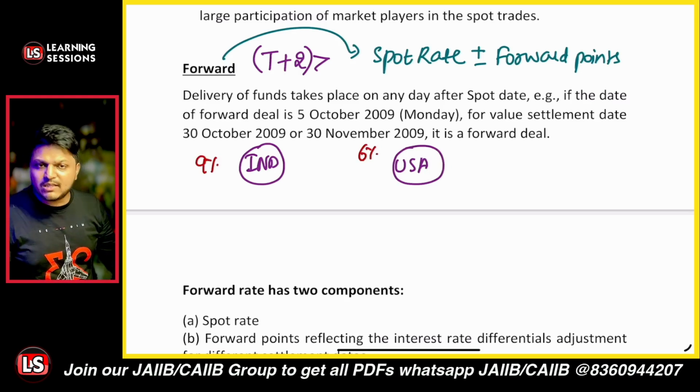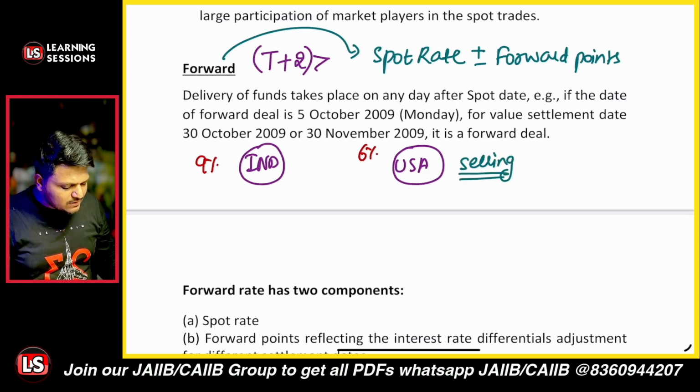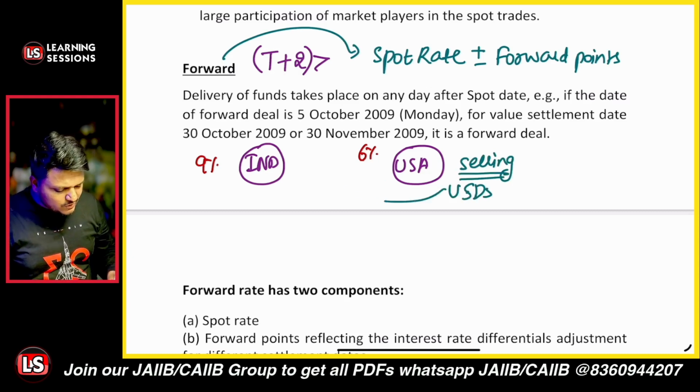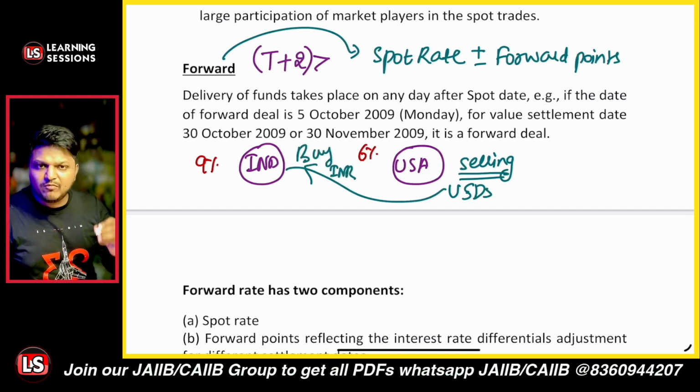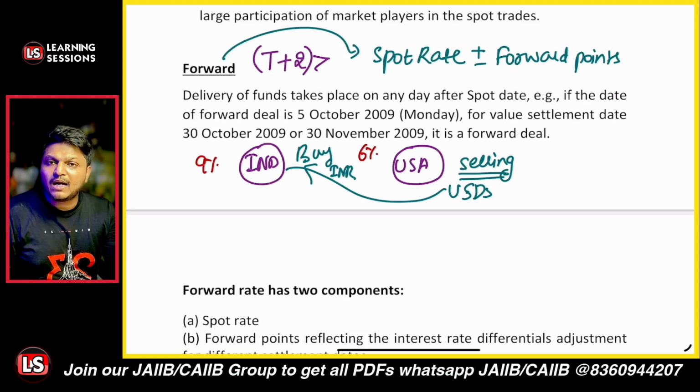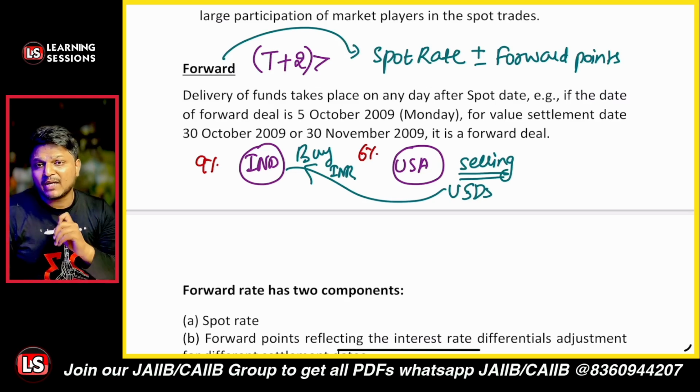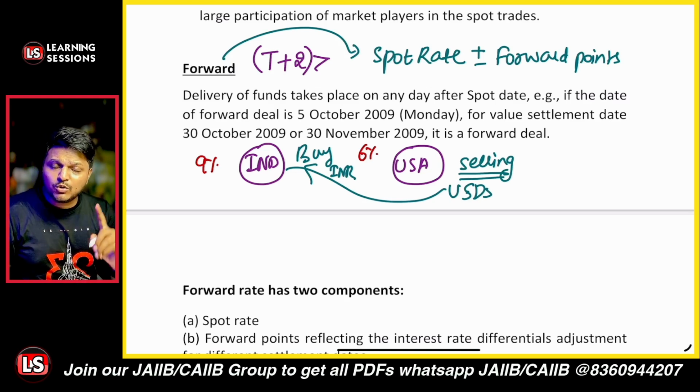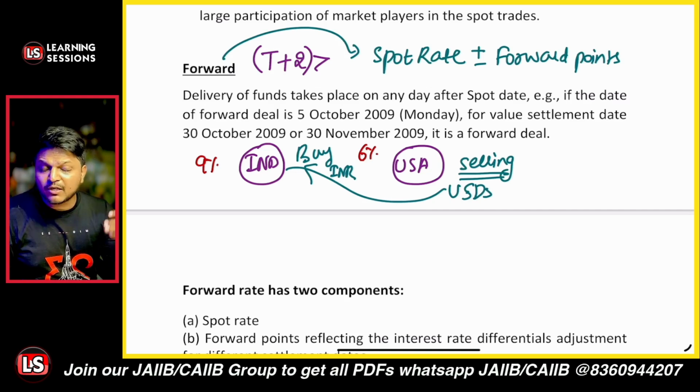Now the investors in USA will start selling USDs so as to buy the INR, and they will be investing into India because they are getting a higher rate of interest. Is that clear? There is a higher rate of interest in India, right? The difference between the interest rates of the two countries is called the interest rate differential, and it's a major factor, particularly when we calculate the forward rate.